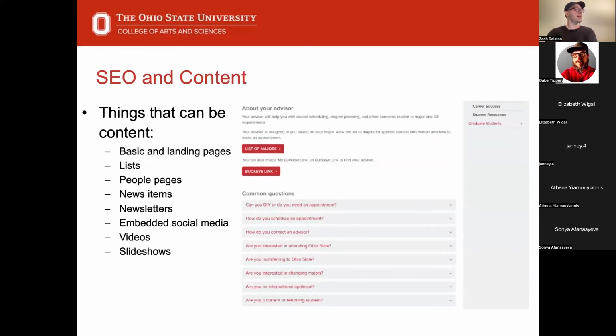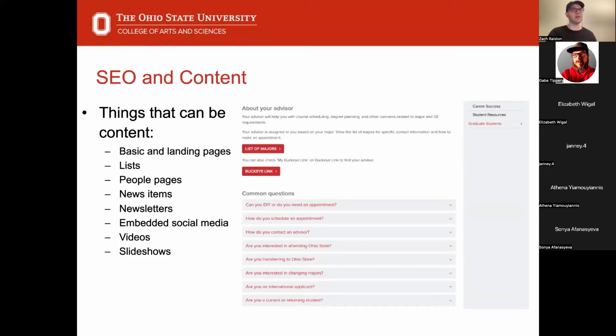So there's quite a lot of things that can be considered content. Those things are anything like your basic and landing pages, lists, people pages, news items, newsletters, any embedded social media, videos, slideshows. Variety tends to really be the strong point in terms of what's going to help your site perform. If it's just a very short little wall of text, Google is probably not going to consider that very useful for a user's search terms.